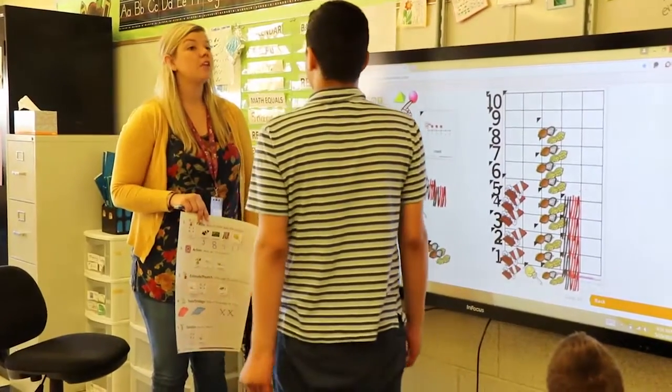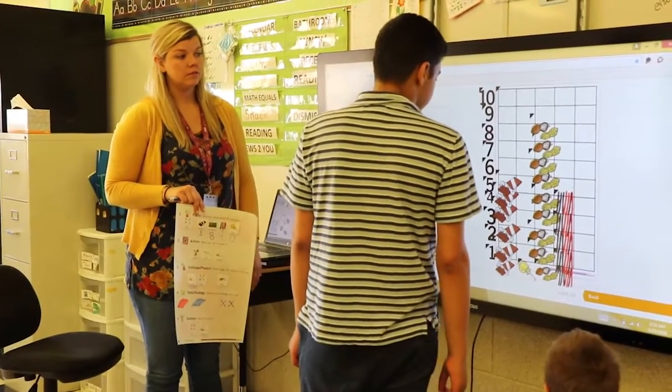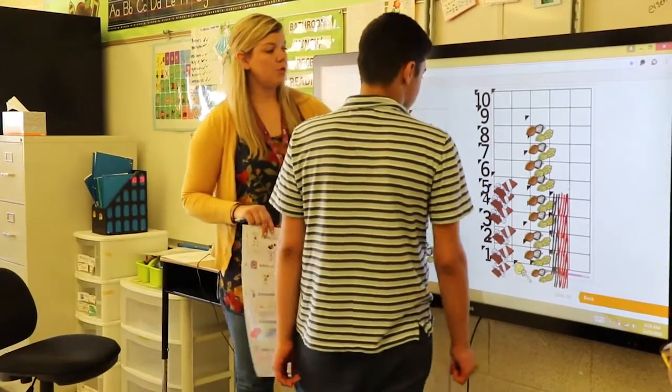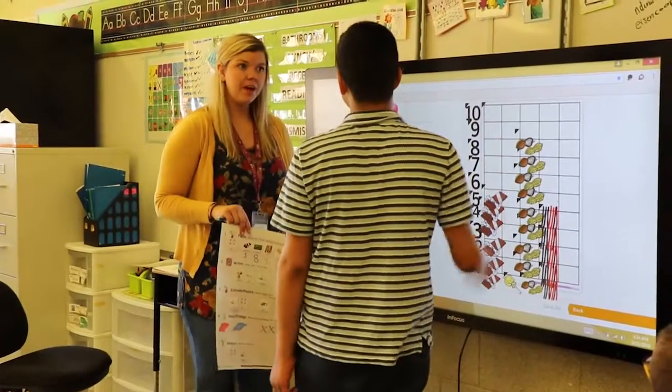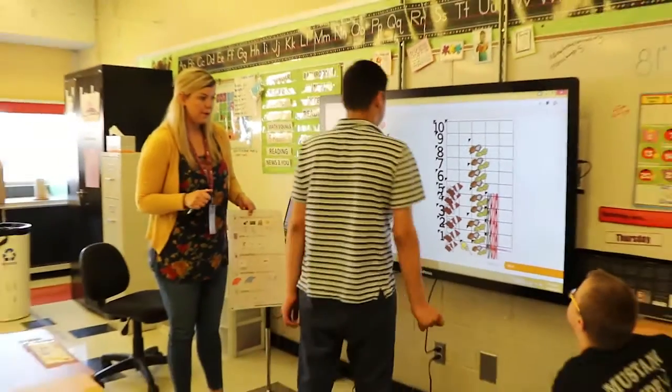So now we can look at our graph and read the data. Omar, can you tell me which candy has the most? Has more? Do you think the chocolate has more or the peanut butter candy bar has more? Yeah, that one has more. We talked about that in another lesson, more and less, right?